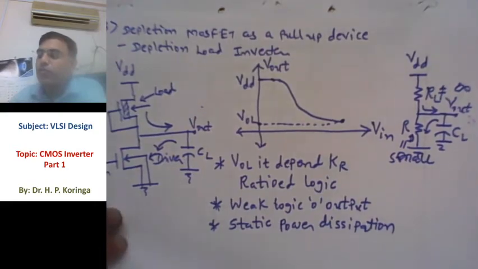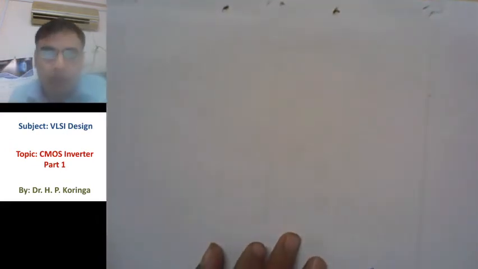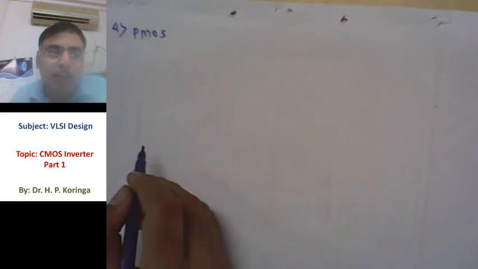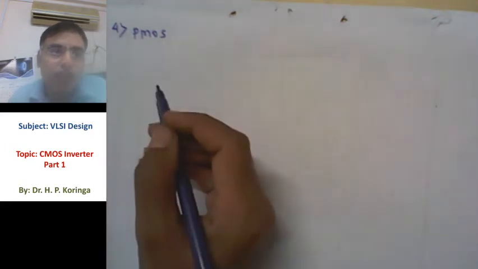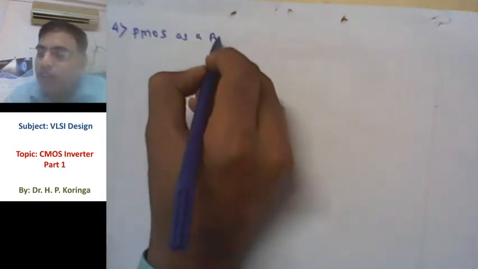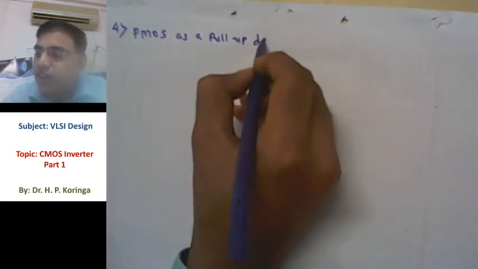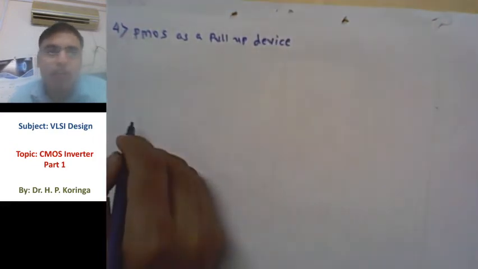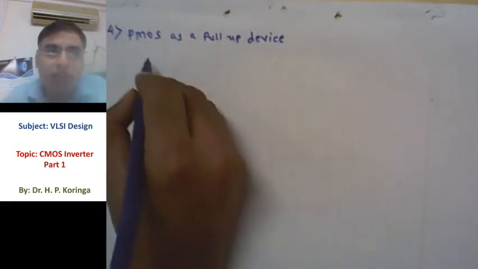Now let me move further. Up to the last lecture, we have taken three topologies: resistive, and depletion loading. Now, instead of a depletion MOSFET, let me use a PMOS as a pull-up device, instead of an NMOS as a driver. So let me use its complement MOSFET as a pull-up. So let me use a PMOS as a pull-up device.